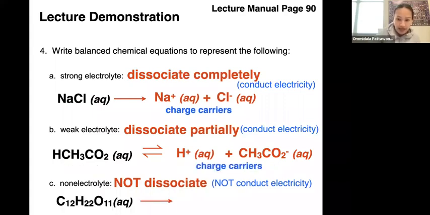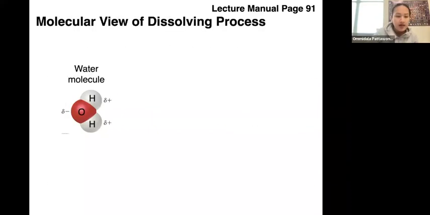Okay, so for example, in this case, we have sugar, sucrose. Sucrose, when it's dissolved in water, is not going to dissociate at all. Therefore, it's just going to stay as it is, as a whole molecule, because it's not going to dissociate. Next, we are going to take a look at the molecular view of the dissolving process.